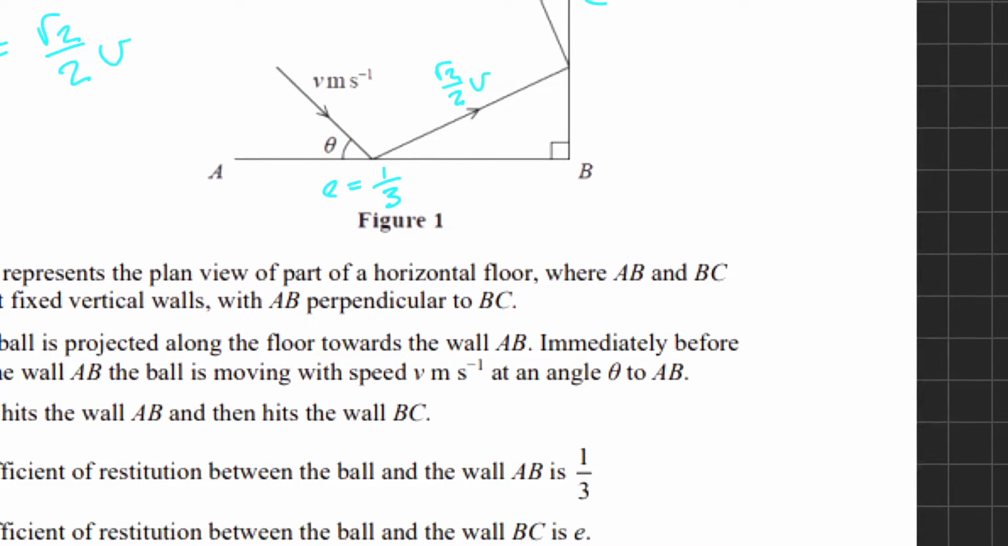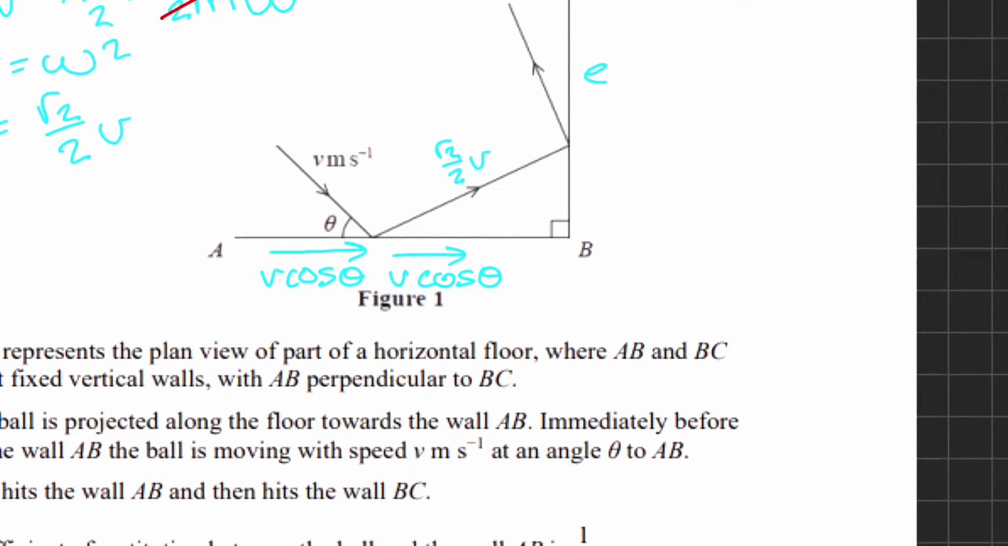Now, if we do a little bit of resolving, we know that the parallel component to AB of the initial velocity is v cosine theta, and that doesn't change. So the final component is still v cosine of theta. And the perpendicular component is initially v sine theta. So to work out the final perpendicular component, we need to multiply it by e. So it's going to be a third v sine theta.